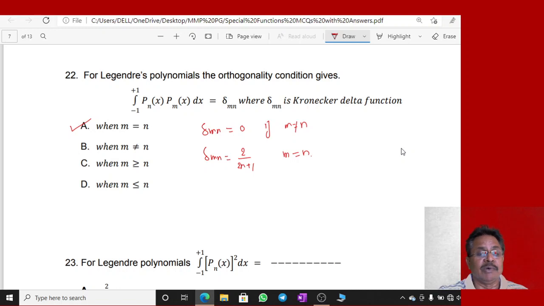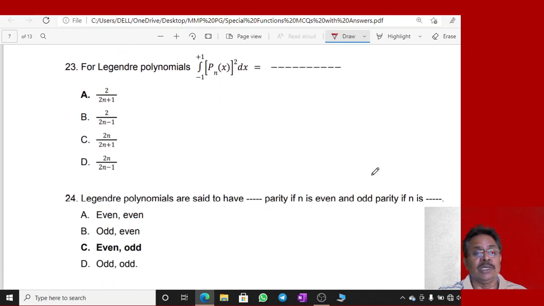Now question number 23, again related to Legendre polynomial. For Legendre's polynomial, this integral from minus 1 to plus 1 of Pn of x, bracket square, into dx.